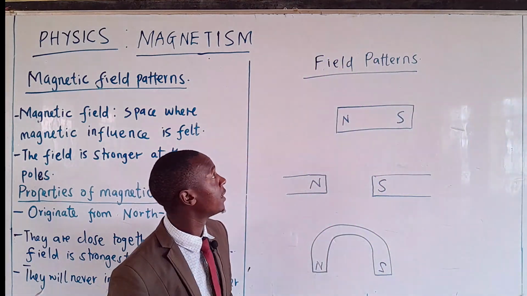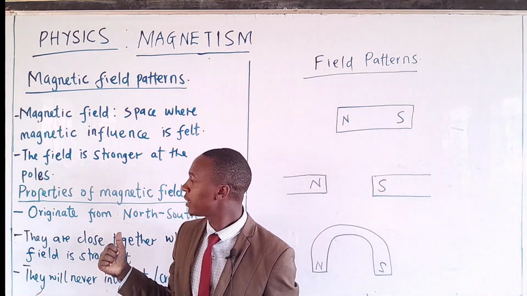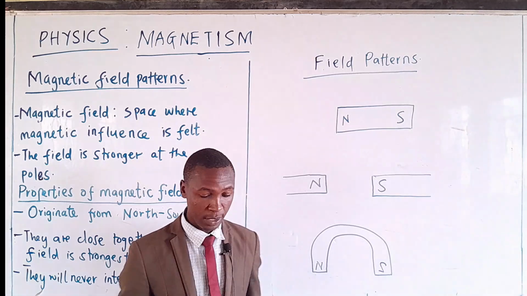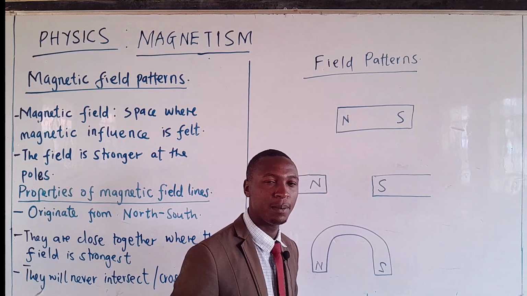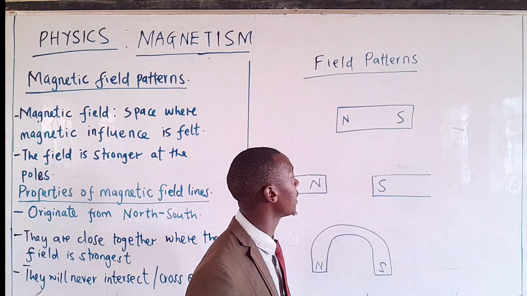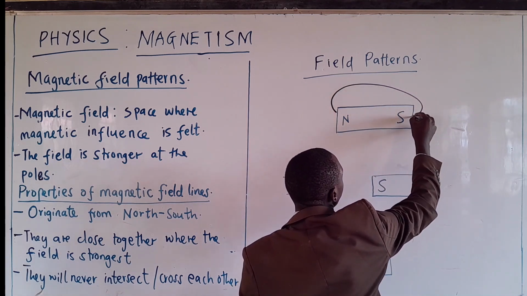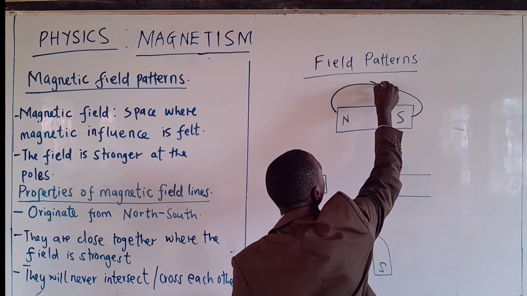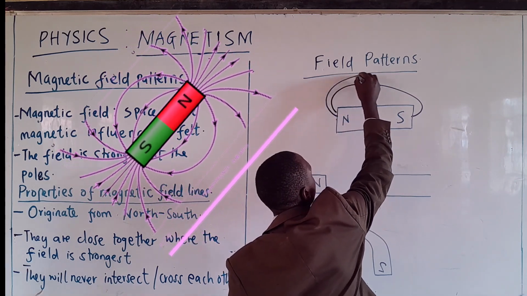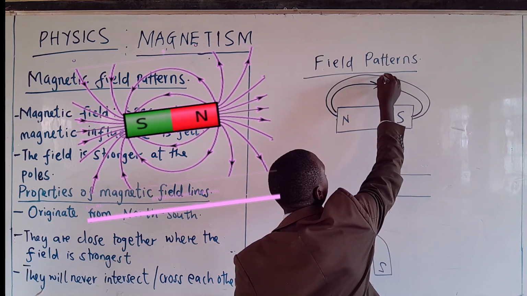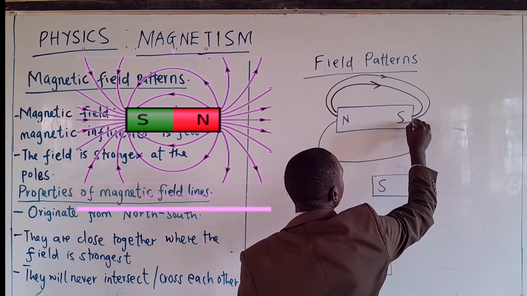Now also, we can have the field patterns. From the properties we have said, they originate from the north to the south, and I want us to be able to know how to draw the magnetic field patterns for this magnet here. And we're going to have a field from the north to the south. Now again, this one is going to come from the north to the south. You have to indicate that they are closer together at the poles.